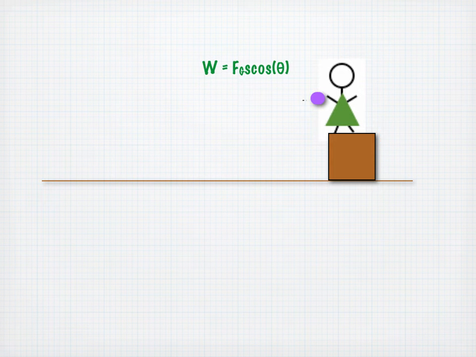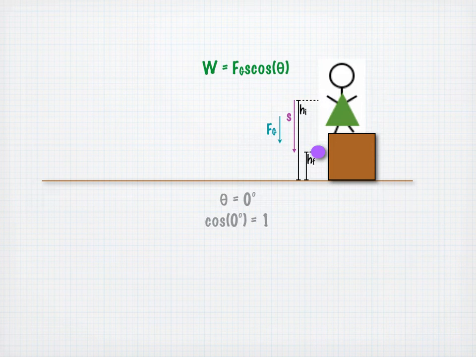Let's say that we want to look at the motion of our object from this height, h initial, to this height, h final. Let's look at the work done by the gravitational force. The gravitational force and the displacement vectors point in the same direction, so the angle theta between them is 0. This makes the cosine of theta equal to 1, simplifying our expression for the work done by gravity.